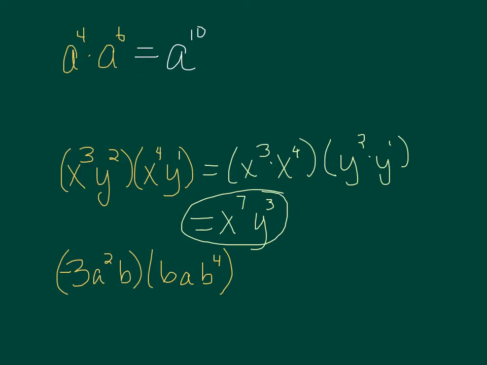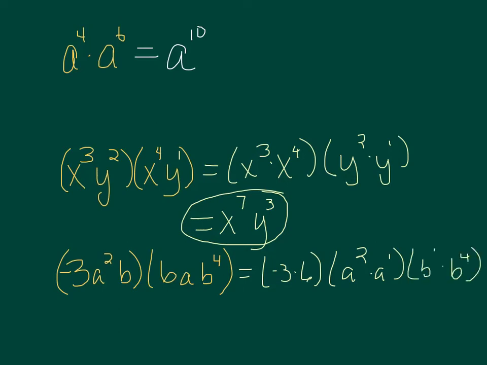Next one, again, we have different letters and some numbers. So we have negative 3a to the second b times 6a b to the 4th. So I'm going to group everything up to start with. So negative 3 can multiply times the 6. And I have a to the second times a to the first. Remember, that doesn't have an exponent, so it's a 1. And then I have b to the first times b to the fourth.